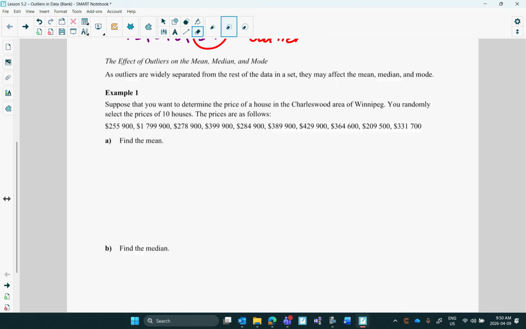So we want to determine the price of a house in the Charleswood area of Winnipeg. You randomly select the prices of 10 houses. Here are the prices. Okay. How would we find the mean? What would we do? Add them all together and divide by 10.